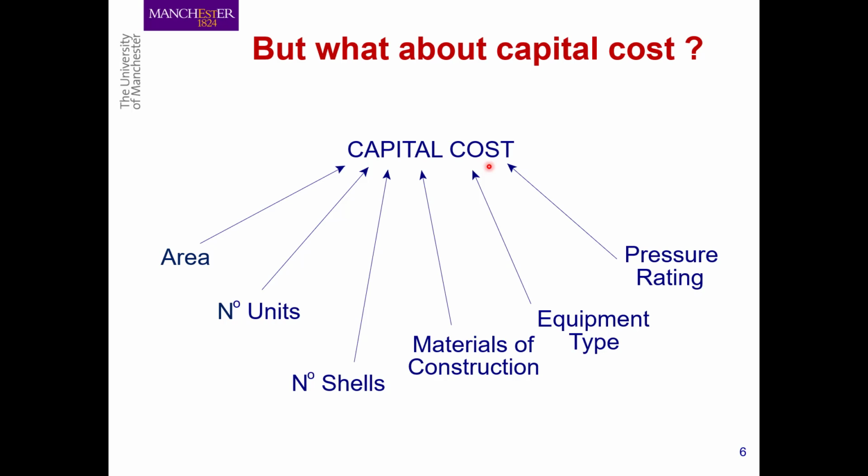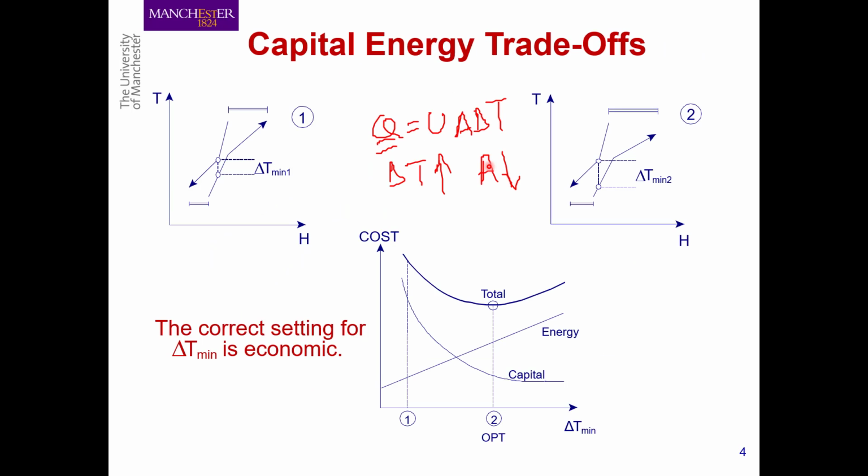So these are some of the factors to look at when we are comparing, for example, capital cost with the energy cost, and a balance of these two costs is what we call the capital-energy trade-off, because we have to select an optimum value of delta T min that gives us the lowest possible value of the total cost of the operation.